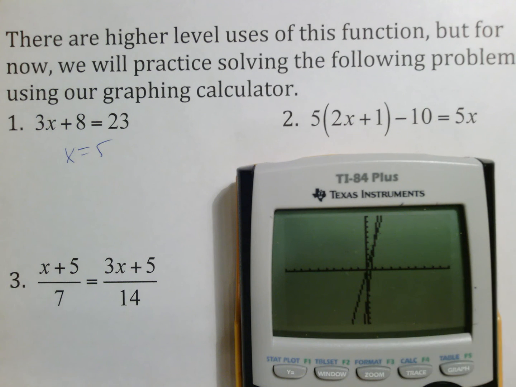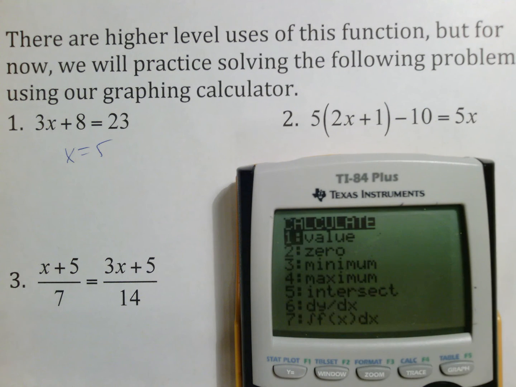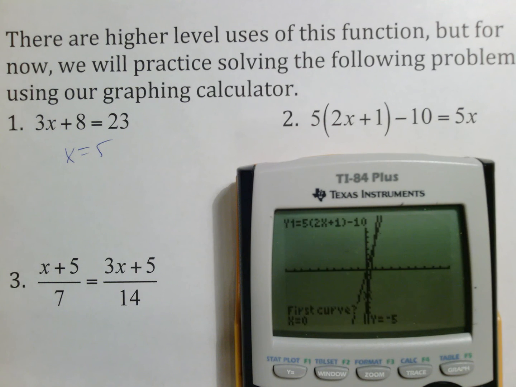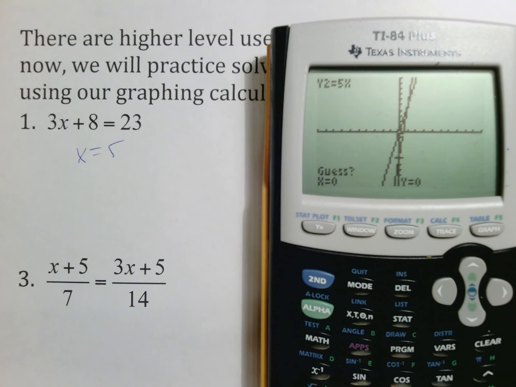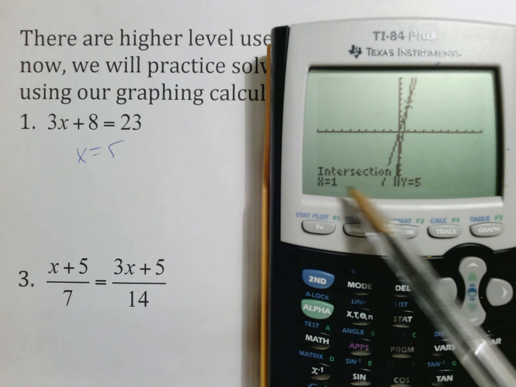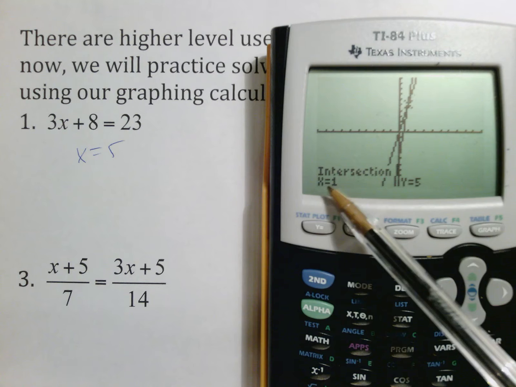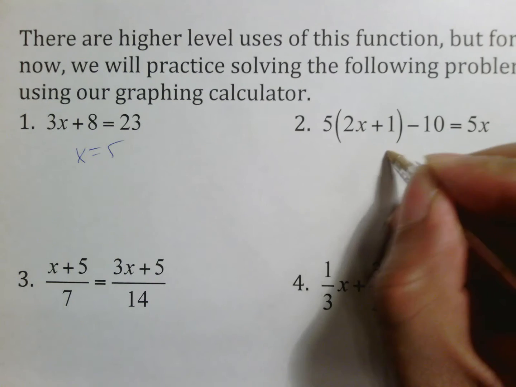You see the two graphs cross, so you hit second calculate, find the intersection. First curve, hit enter. Second curve, hit enter. Guess. Just hit the button and you see you get the answer of x equals 1, y equals 5. Again, we don't care about that. What we do see is that x is equal to 1.